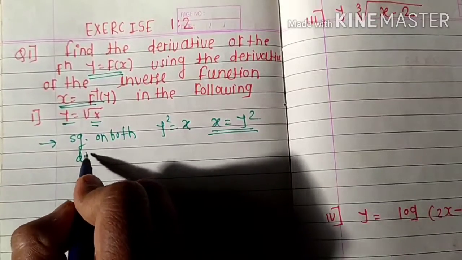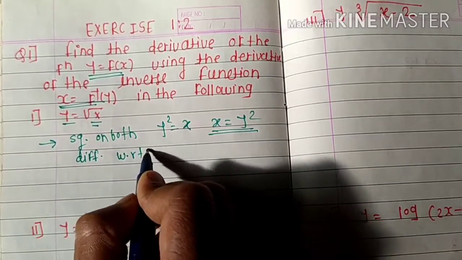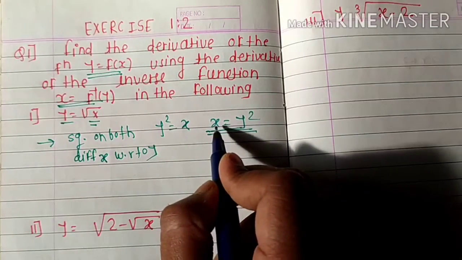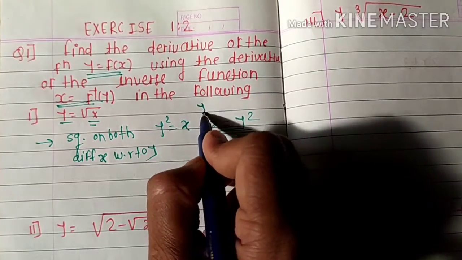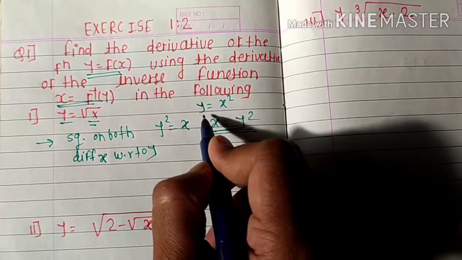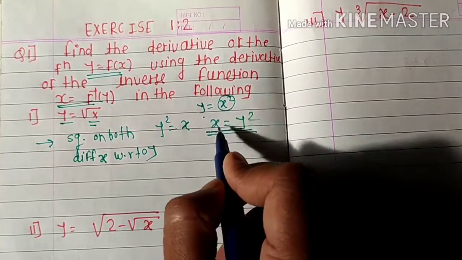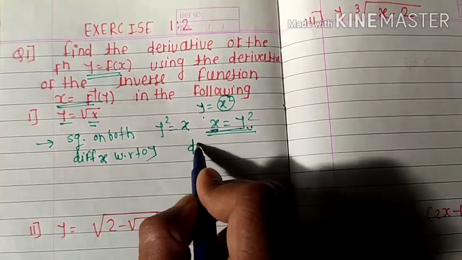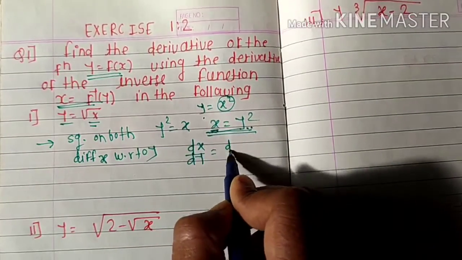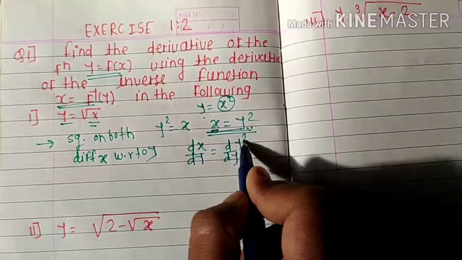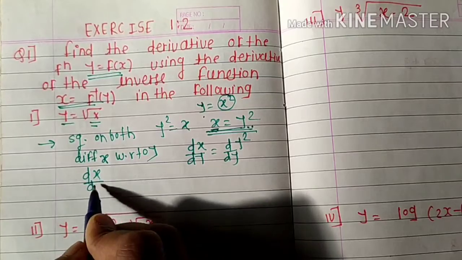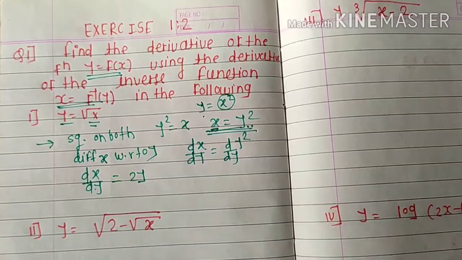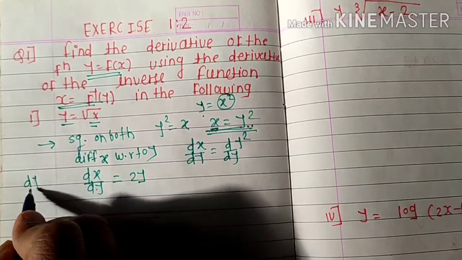Then differentiate with respect to y. Why do we differentiate with respect to y? We differentiate x with respect to y because x is a function of y. If y is a function of x, then we differentiate y with respect to x. But here x is a function of y, so we differentiate x with respect to y, meaning dx upon dy is equal to d by dy of x, which is y square. Then dx upon dy is equal to the derivative of y square with respect to y, which is 2y. So dx upon dy we get 2y. But we have to find dy by dx.